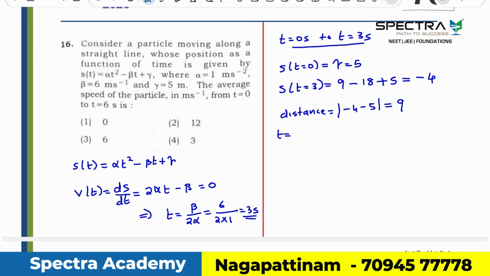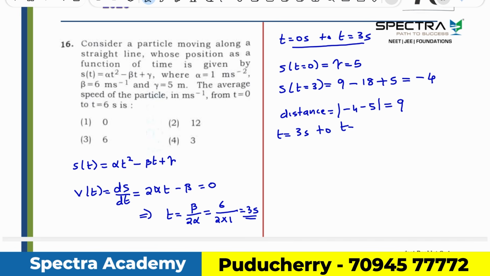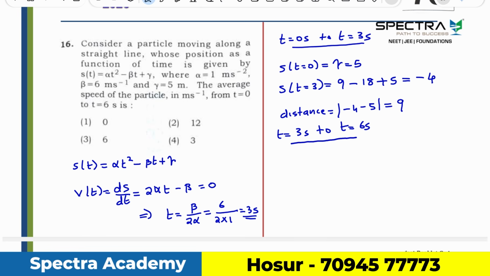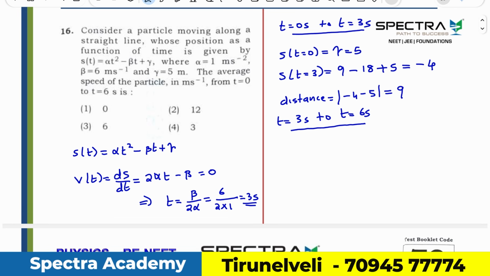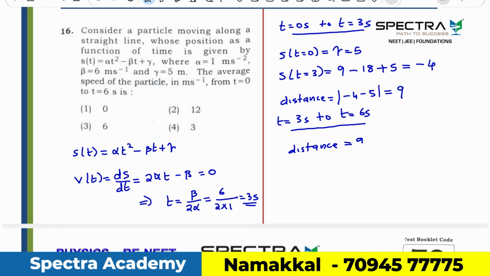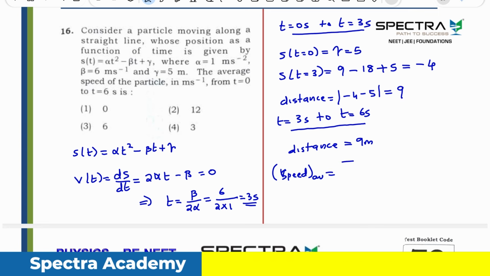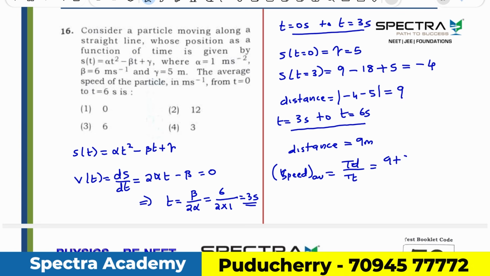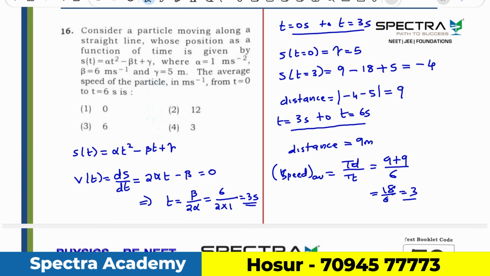Now time t equal to 3 seconds to time t equal to 6 seconds. Similarly, you try to find it. You will get the distance as the same 9 meter. So you know the average speed. Okay, average speed, what is the equation? Total distance by total time. So the total distance is 9 plus 9 and the total time available is 6. So 18 by 6 will give you the answer as 3. So the answer is actually option 4.